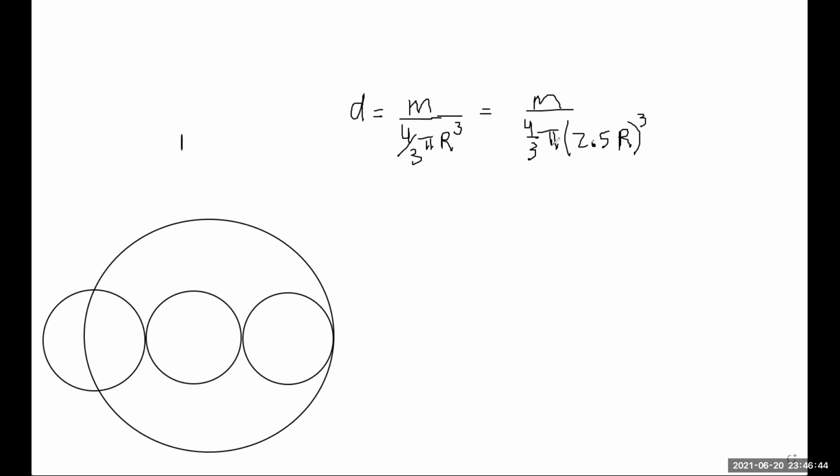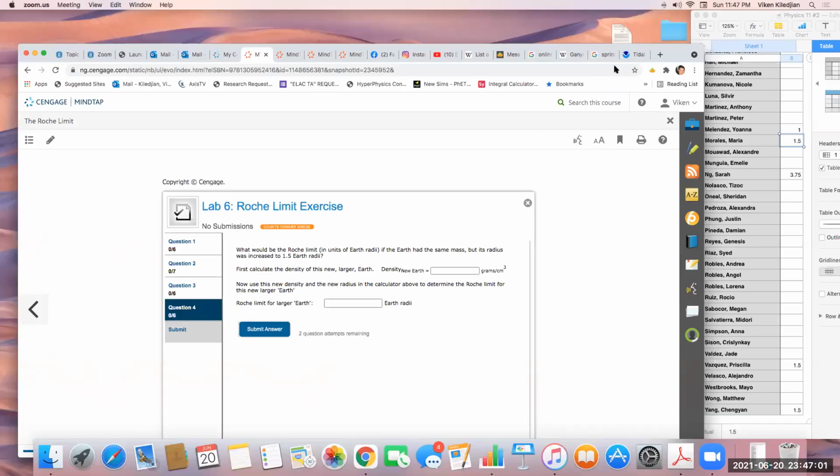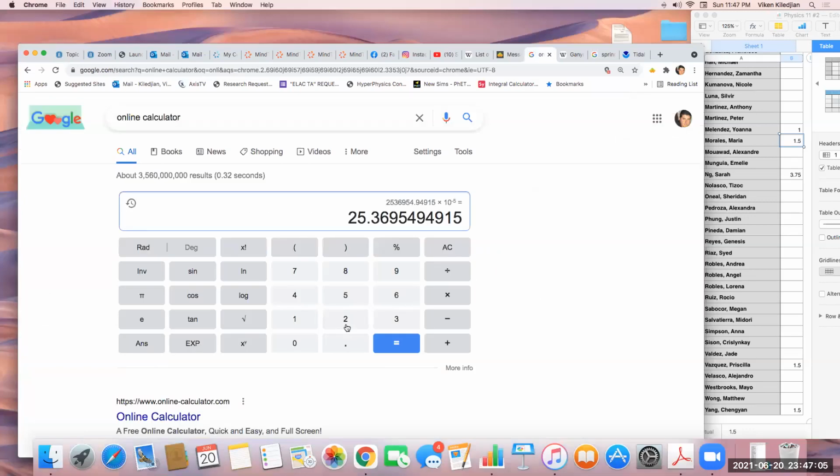I don't care about the 4/3 pi. I just care what happens when you cube 2.5. So I'm going to go to the calculator and cube 2.5. 2.5 to the power 3. It's 15.625.